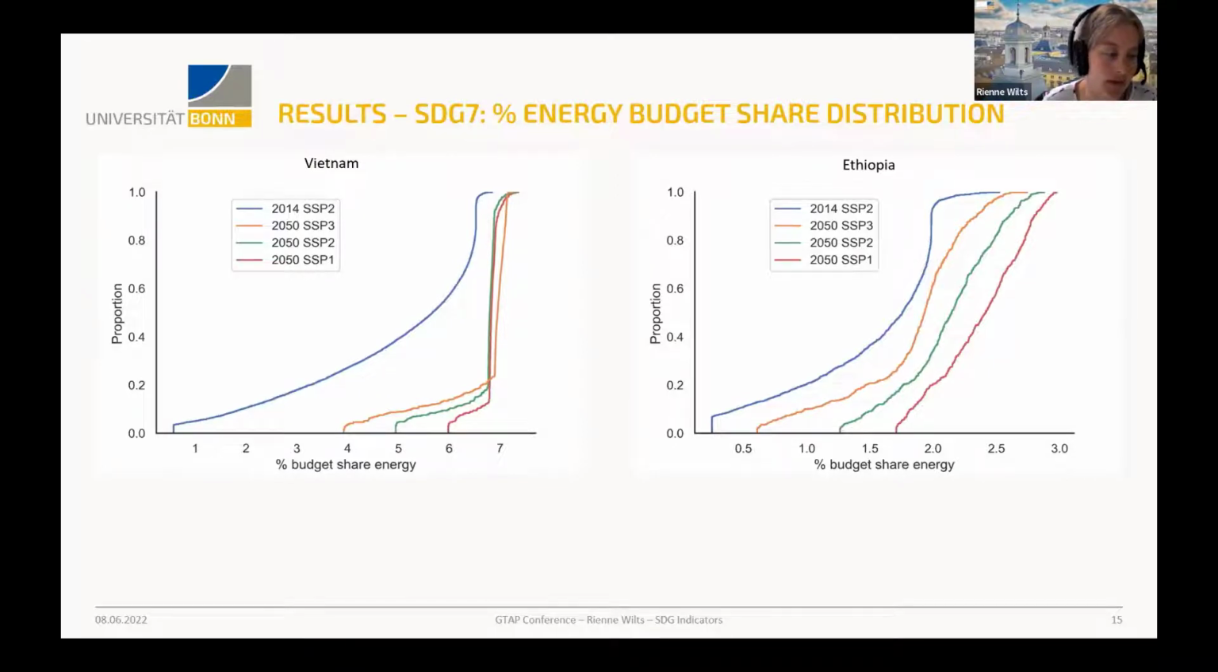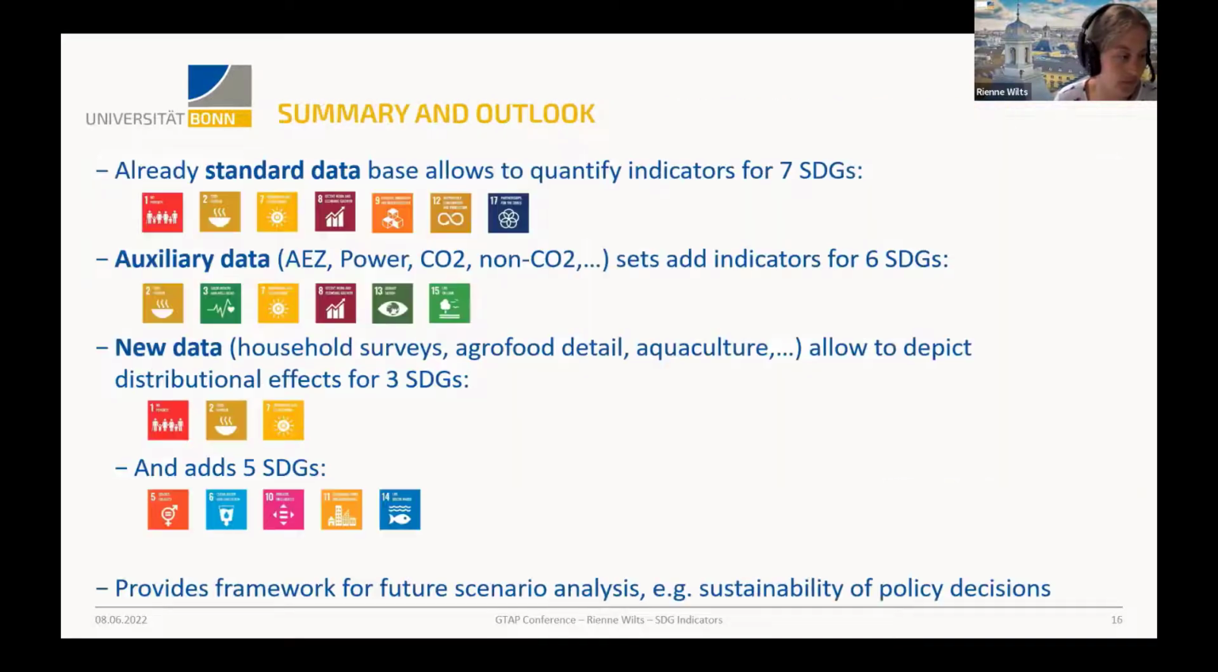Yeah, so with increasing income, the households spend more money on energy. So yeah, with this, I would like to summarize.